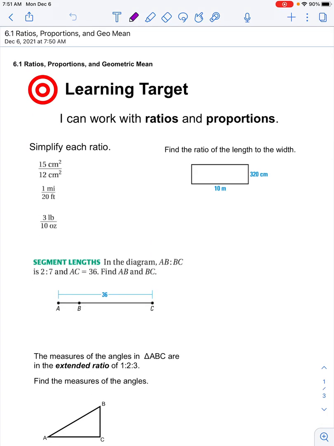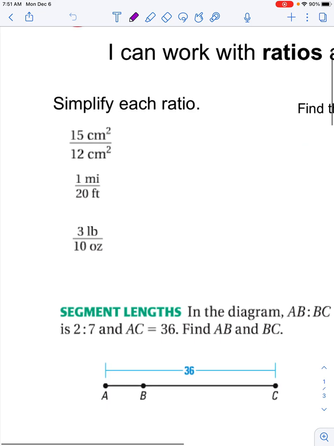All right, new unit. Looking at ratios and proportions. So something you may have to do is simplify these ratios and proportions. So again, I'm just going to look at the coefficients, and I see that I have a 15 and a 12. So I know, hey, they probably have a 3 in common. I could reduce this down to 5/4.